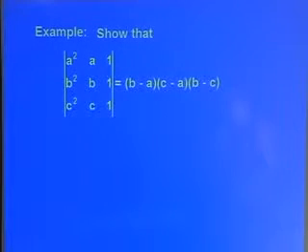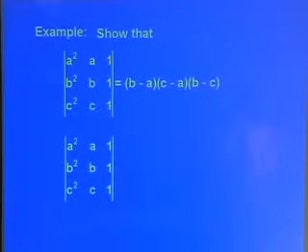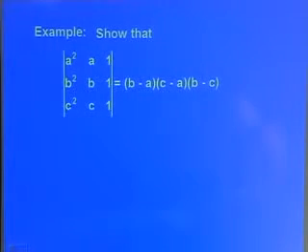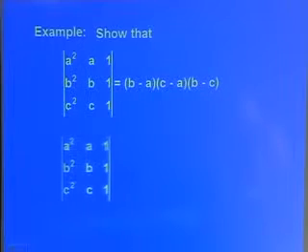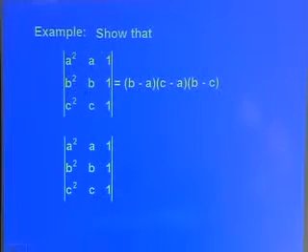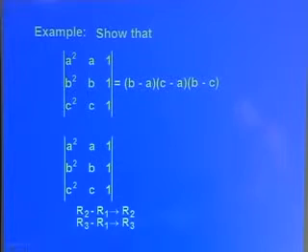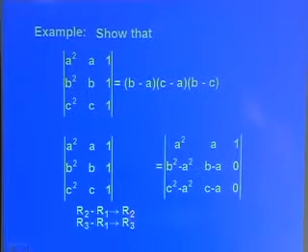Now in this example we will try to evaluate this determinant by using properties of the determinants which we have discussed so far. We are trying to show that the value of this determinant is equal to b minus a into c minus a into b minus c. This determinant is evaluated using elementary row operations. We will try to reduce it into a triangular matrix, and to do so we apply a series of elementary transformations.